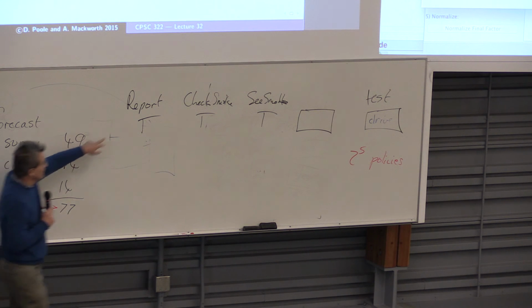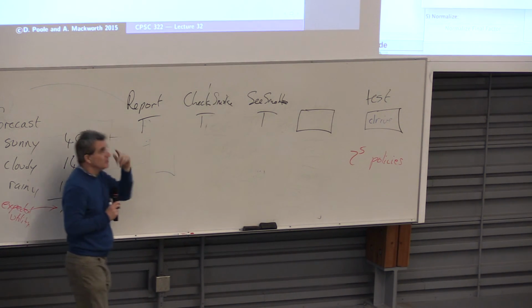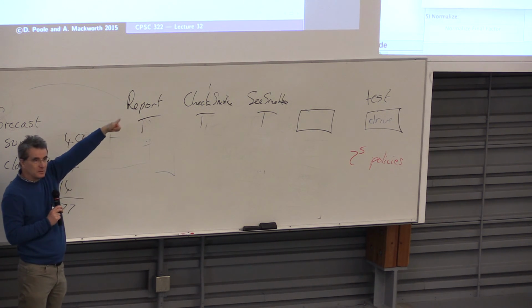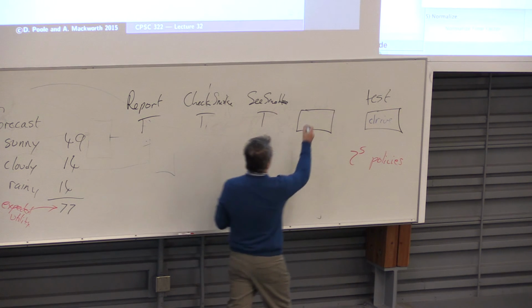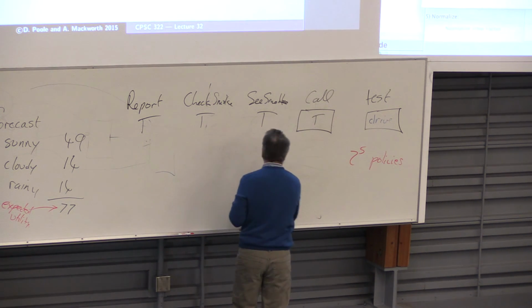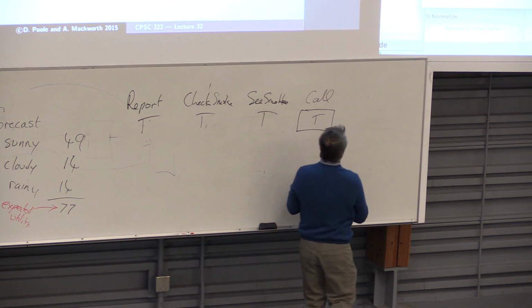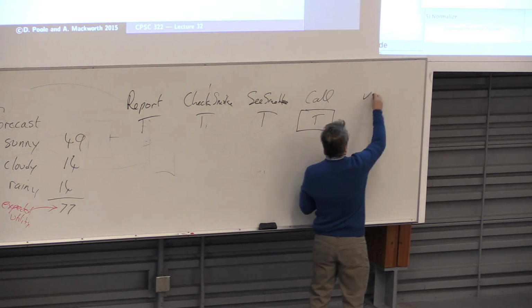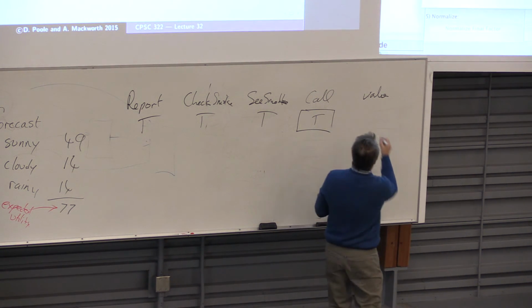What do we do? If we report, we check smoke and we see smoke, what should we do? What maximizes utility? Right, we're going to call. We're going to say call here is going to be true. And we're also going to construct a function, and the value for this is minus 1.33.